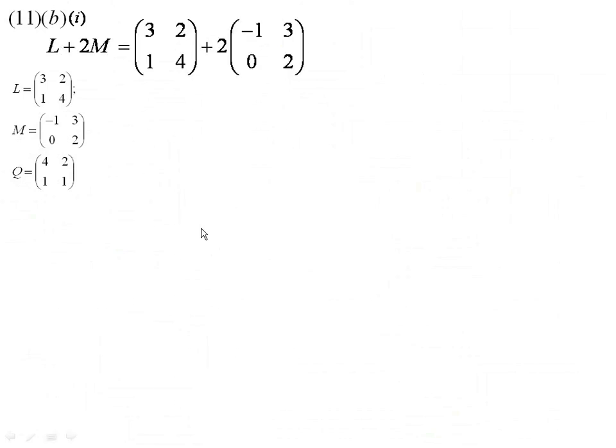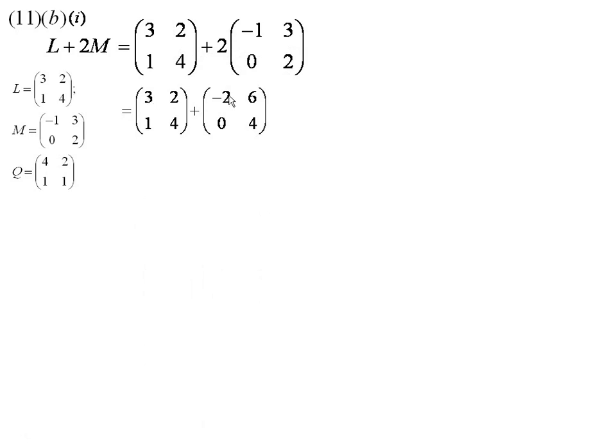Now we will finish up with our matrices. First of all, we need to have L plus 2M. That is what we need. We have L and we have M. To find L plus 2M, we do 2 times the matrix M and add it to L. So 2 times -1 is -2, 2 times 3 is 6, and 2 times 2 is 4. No doubt, 2 times 0 is 0.